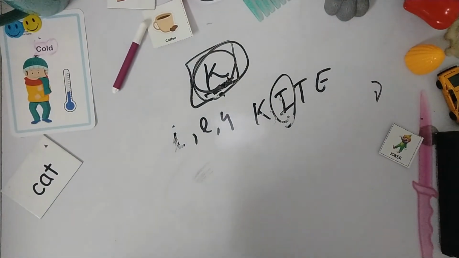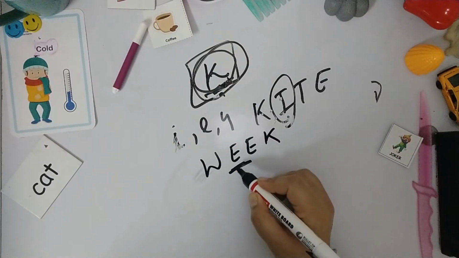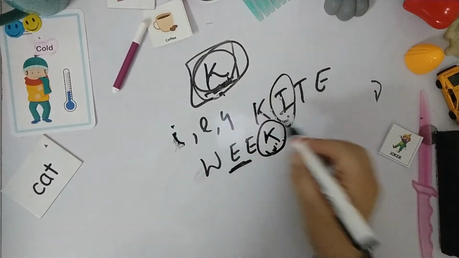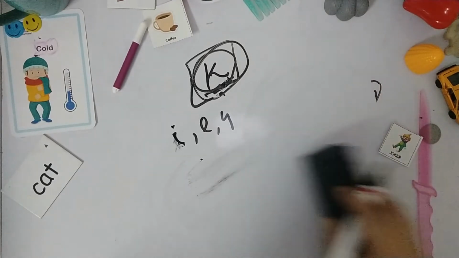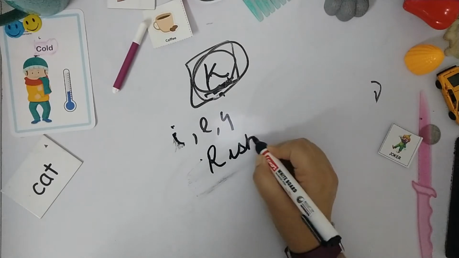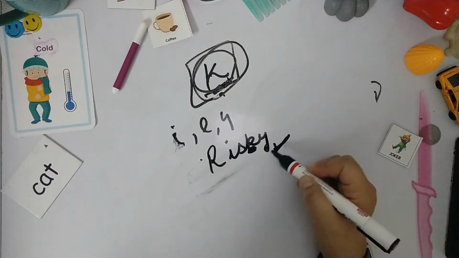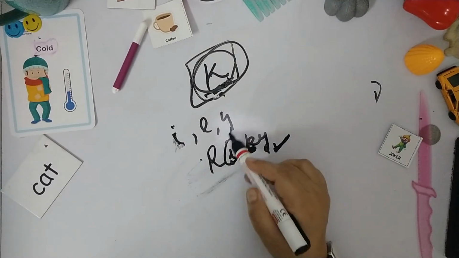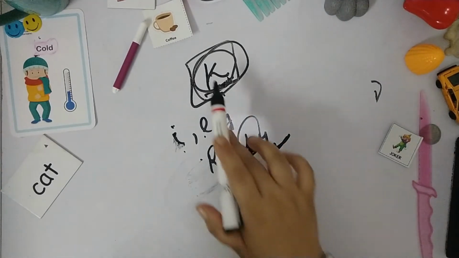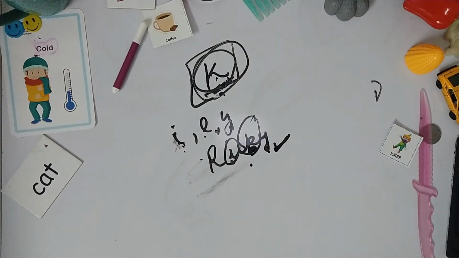You can also use many other examples, like week. How many days are there in a week? So here also we are using the E sound, so we have to use K at the end. Because K is used with the vowels I, E and Y. Similarly, if the toddler is doing some kind of mischievous activity, you can say, oh, it's very risky. If you're writing risky, again the K sound is followed by Y, and here we have I also. So whenever we have I, E and Y, we need to use K, right? For the K sound we can write K.